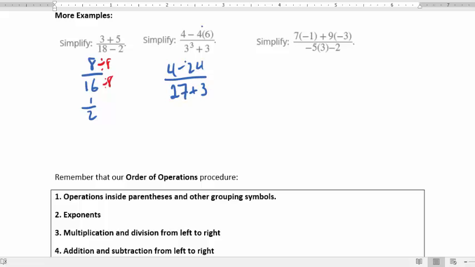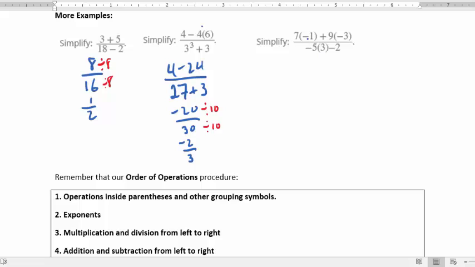And now we just do the subtraction in the numerator, the addition in the denominator. 4 minus 24 is negative 20. 27 plus 3 is 30. And then now negative 20 over 30, 10 will go into both of those, right? So we divide both by 10, and we would get negative 2 over 3.